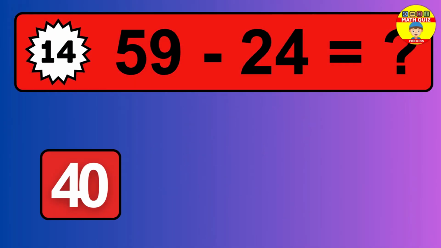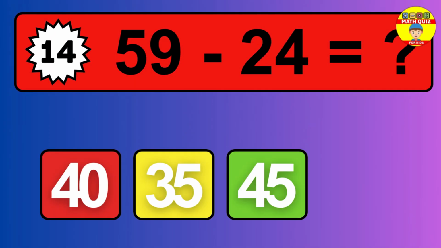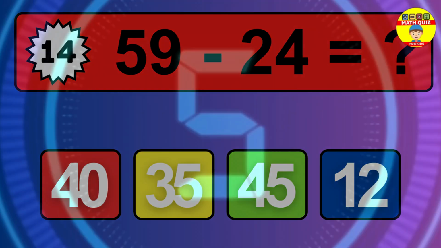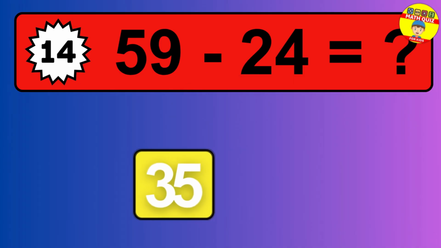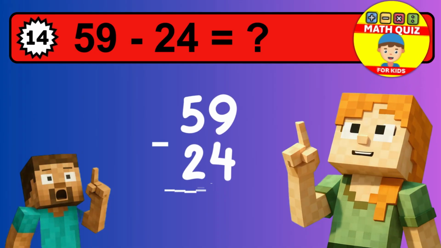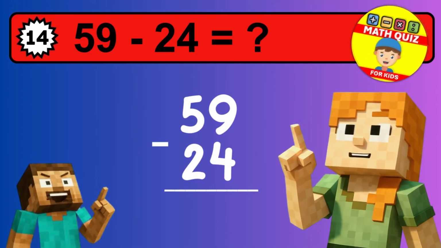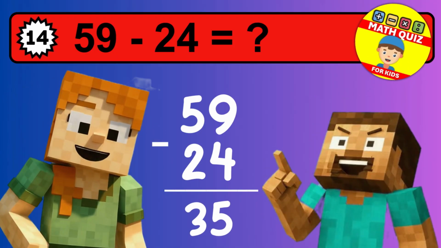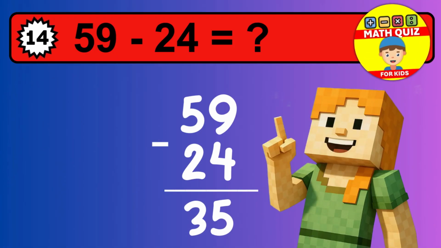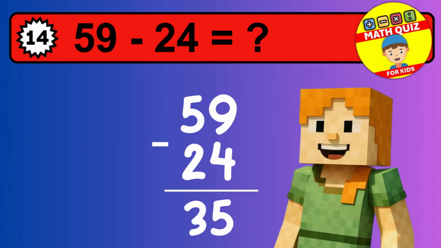What is 59 minus 24? Time to think. Let's solve this step by step. We start with the units. 9 minus 4 is 5. Then we go to the tens. 5 minus 2 is 3. The final answer is 35.